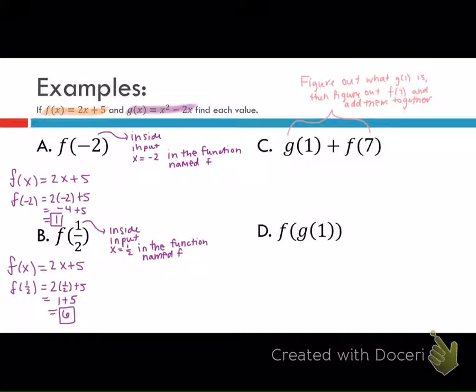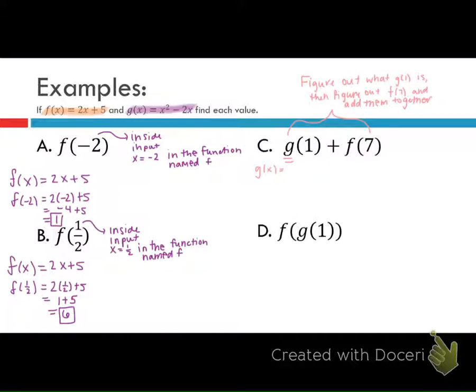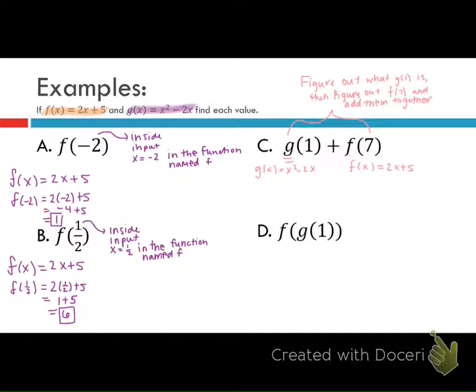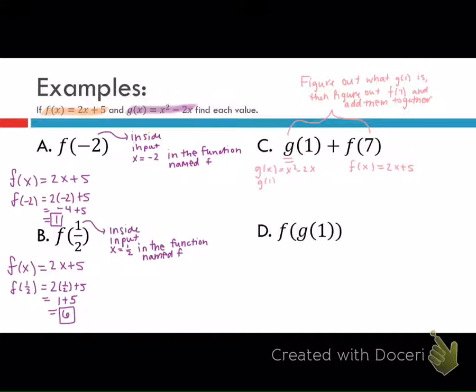That's what that means. So if there was a subtraction sign in between there, you would subtract them. If there was a multiplication sign between them, you would multiply them. If it was a division sign, you would divide them. But you first figure out each of them separately. So notice that g of 1 is with g, and g of x is x squared minus 2x. And we know f of x is 2x plus 5. Okay, let's start with g. Alyssa, if I'm doing g of 1, what does the right side of the equation look like then?